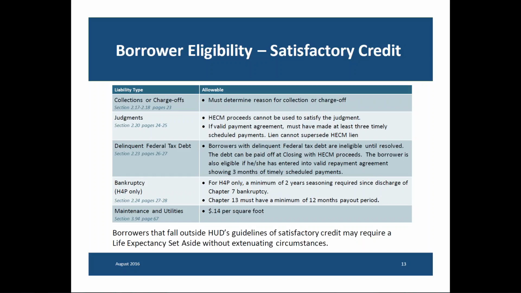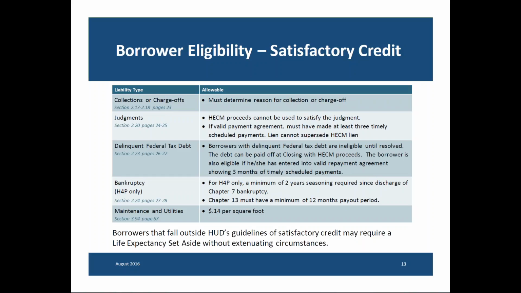Borrowers with delinquent federal tax debt are ineligible until resolved. The debt can be paid off at closing with HECM proceeds, and the borrower is also eligible if he or she has entered into a valid repayment agreement showing 3 months of timely scheduled payments. Bankruptcy. Now, this is for HECM for purchase only. For HECM for purchase, a minimum of 2 years seasoning is required since discharge of Chapter 7 bankruptcy, and Chapter 13 must have a minimum of 12 months payout period.